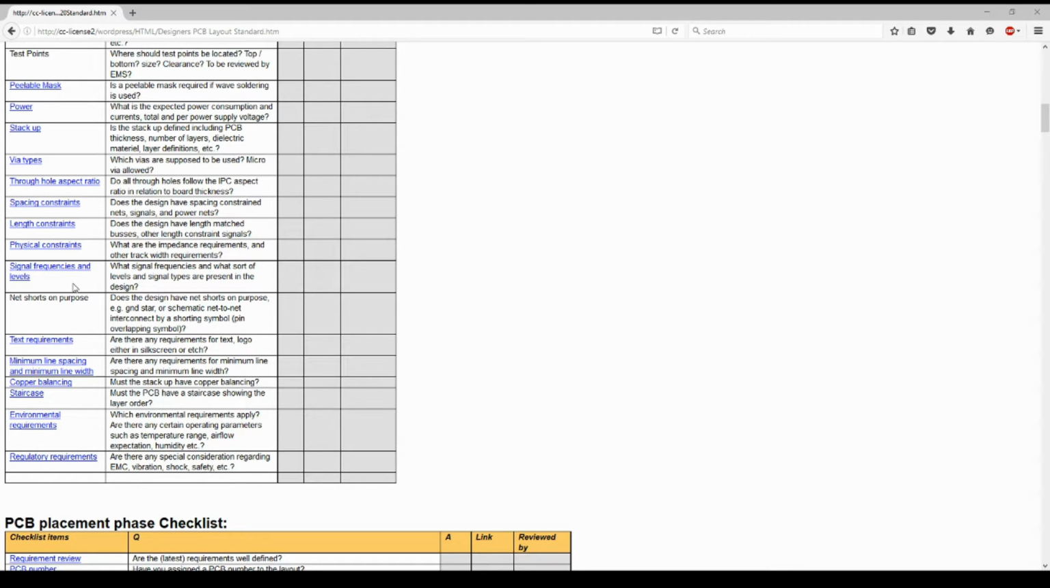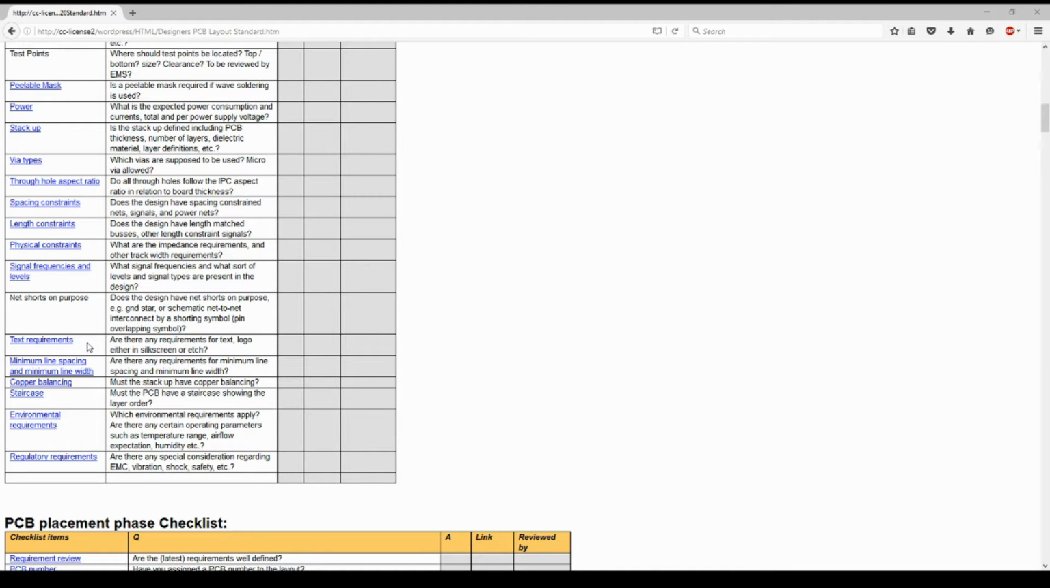Signal frequencies and levels. Knowing whether we have some high-speed stuff or some tough 24-volt logics added into the design may be very noisy. So it's good for us to know what kind of problems we could see here.